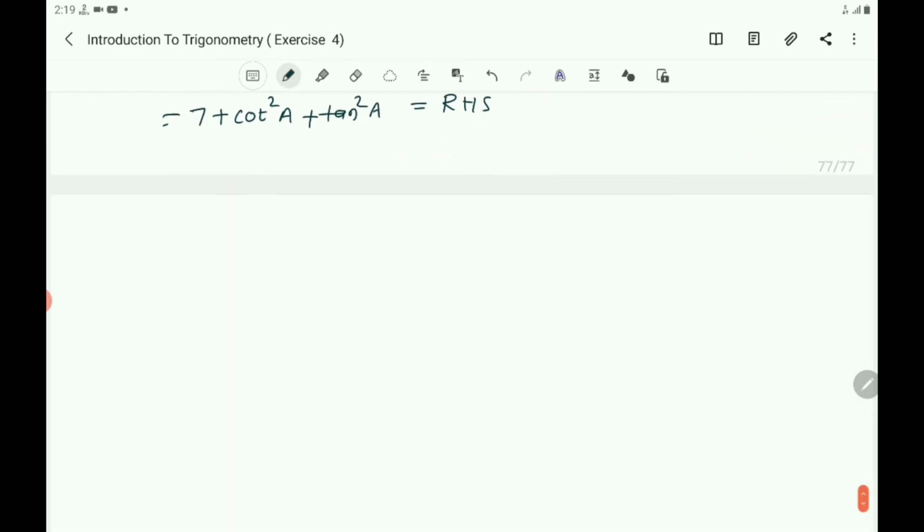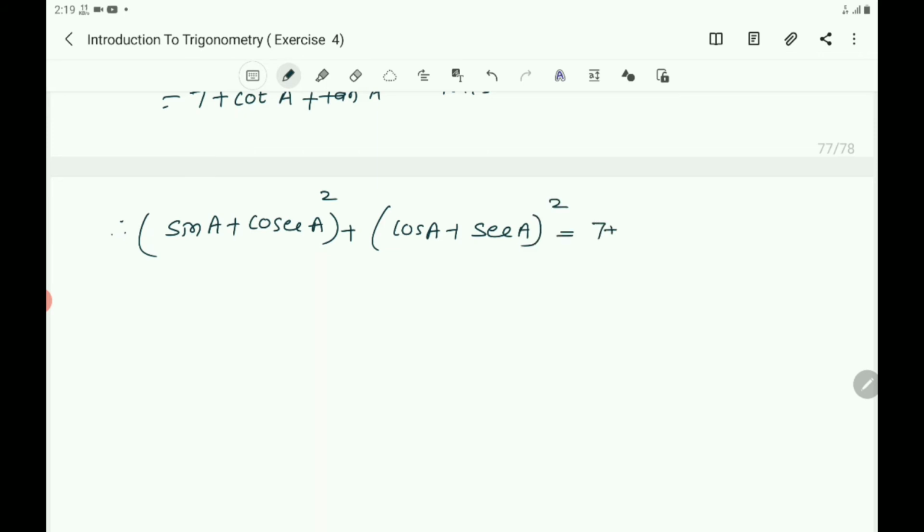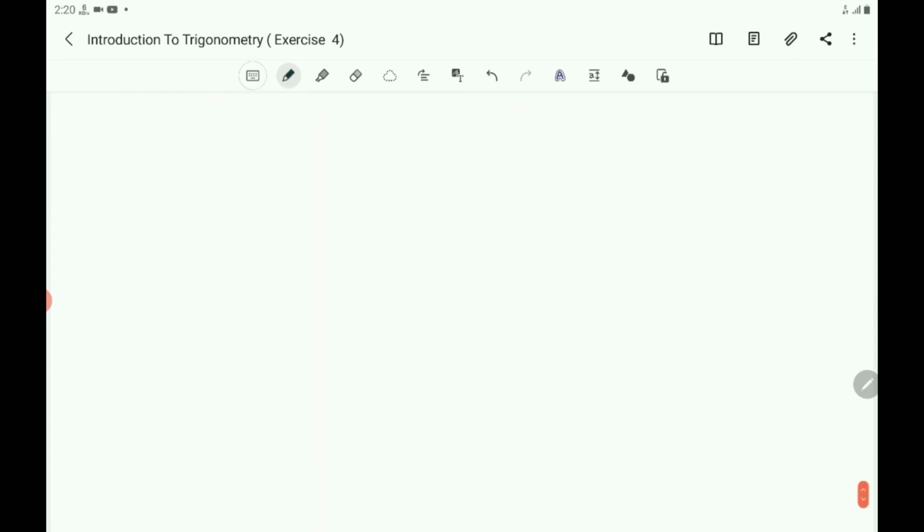Therefore what you proved here? You proved that (sin A plus cosec A) whole square plus (cos A plus secant A) whole square equals 7 plus tan square A plus cot square A. In this way you got the proof.